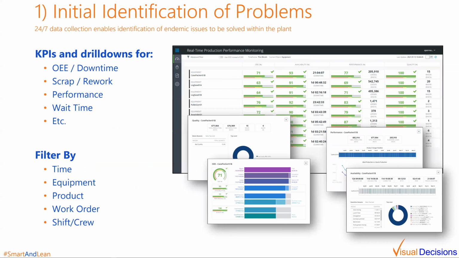So step one is the initial identification of problems. And as is said, the first step is admitting that you have a problem. On any manufacturing floor I've ever been to, there's really never been a lack of issues to be addressed. There are always problems to fix, processes to improve, and so forth.